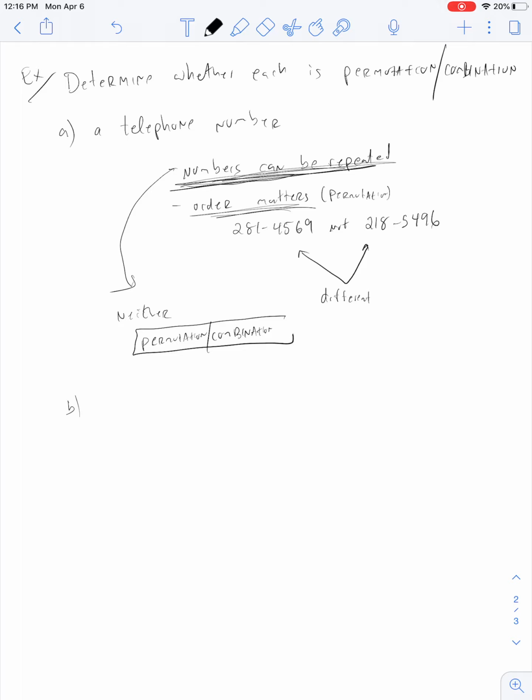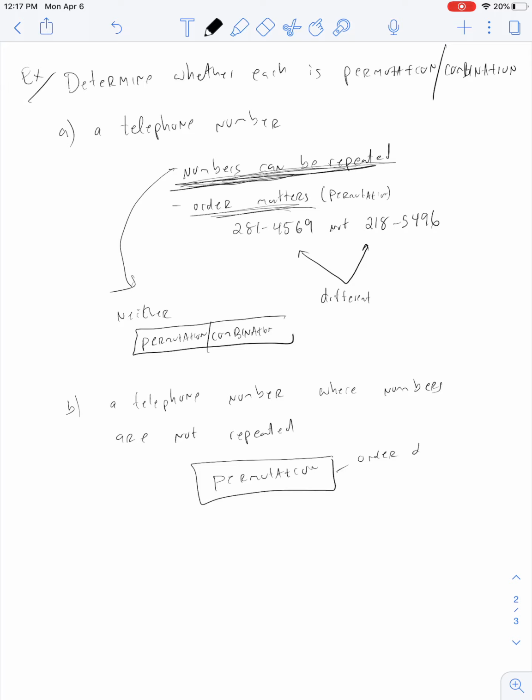How about we say, let's say now we said a telephone number where numbers are not repeated. All right, then this would be a nice example of a permutation. Once again, because the order does matter.